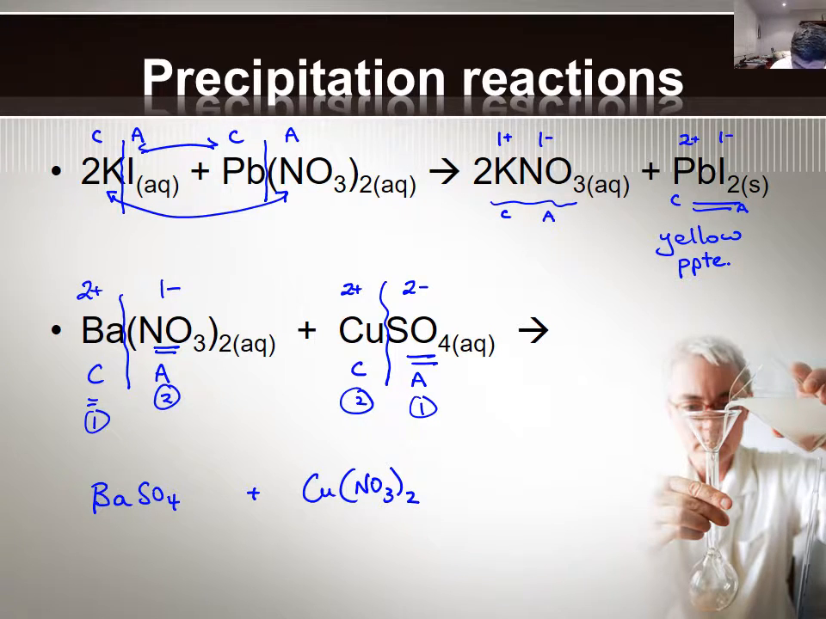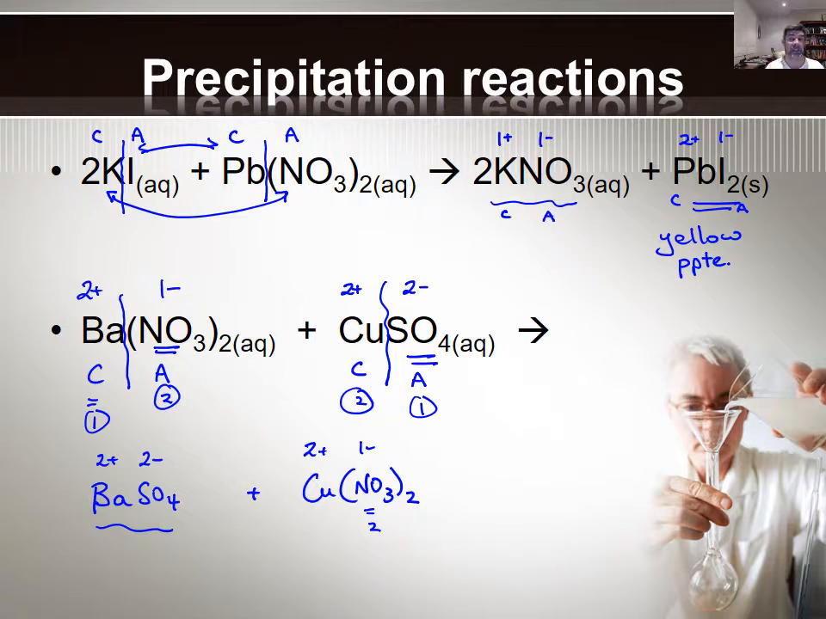Okay, we do it this way because this is a 2+ charge and this is a 2- charge, so electrically they're neutral, so that's fine. This has a 2+ charge, this is a 1- charge, so therefore I need 2 of these in order to balance the 2+, and so therefore the formula is Cu(NO3)2.